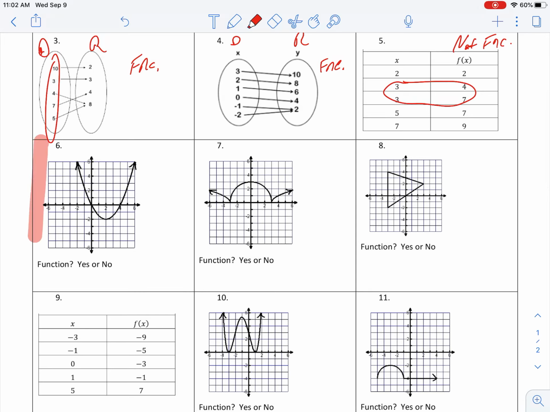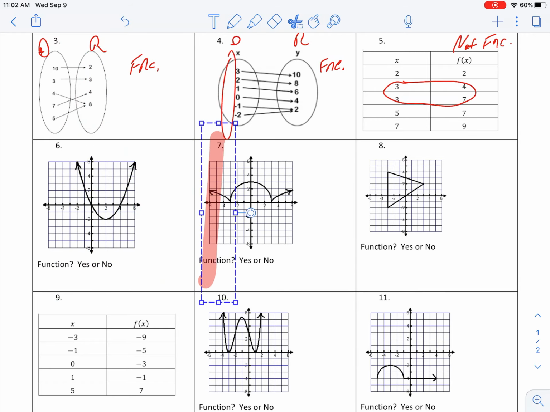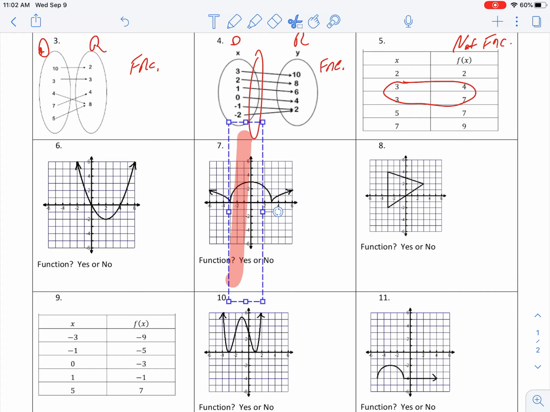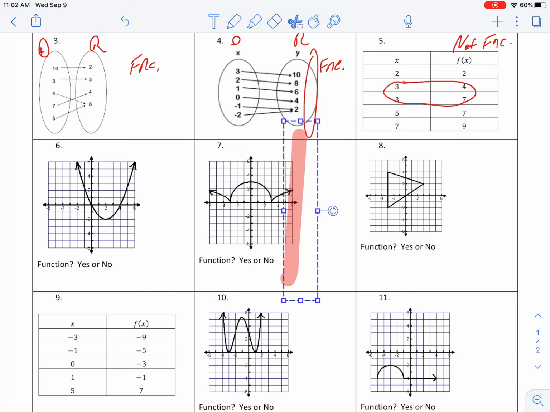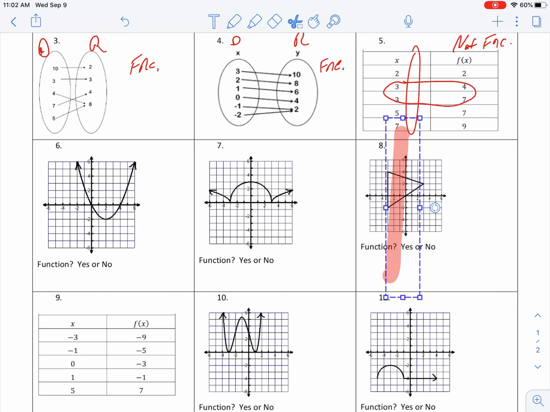6, 7, and 8, use your vertical line test. For my vertical line test for graphs, I'm taking literally my pencil, my finger, and dragging it across. As I drag it across, it can only hit the graph at one point at a time. So 6 is a function. One point at a time, all good, all good. It's a function. Number 8 is not.